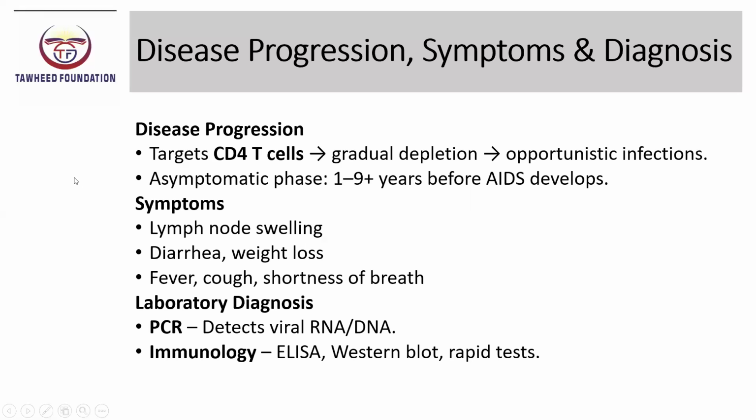Disease progression. HIV infects CD4 T cells, the T helper cells. It enters the CD4 T cells and multiplies. Daughter virus particles are made inside the CD4 T cells and are released into the bloodstream. They infect fresh CD4 T cells. The CD8 T cells kill the virus-infected CD4 T cells.